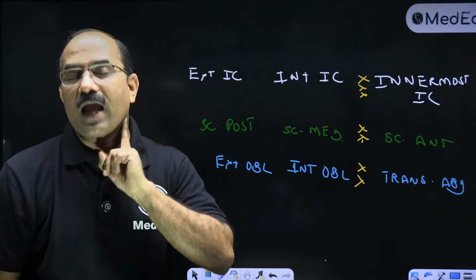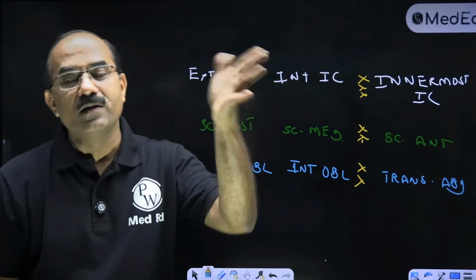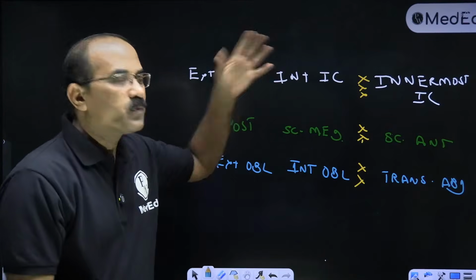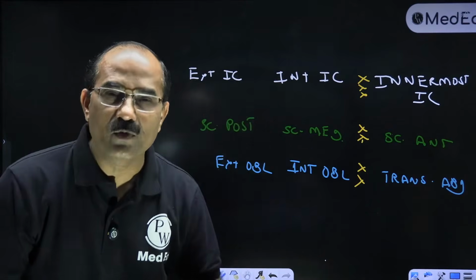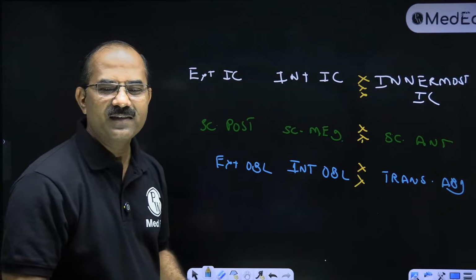The scalenus anterior muscle of the neck, it corresponds to which muscle of the thorax? Innermost intercostal. And it corresponds to which muscle of the abdomen? Transverse abdominis. Okay? Clear to all of you?